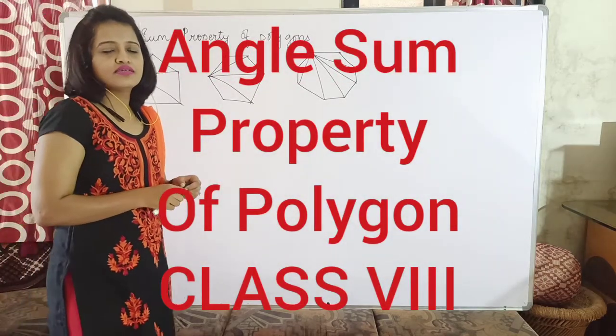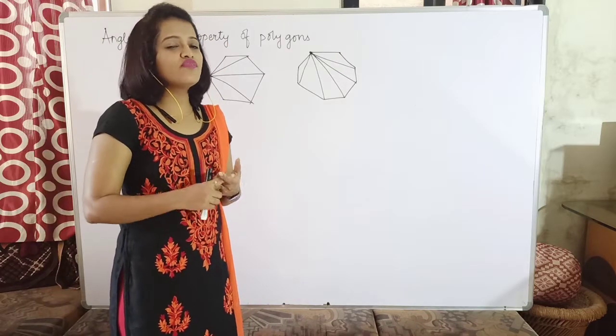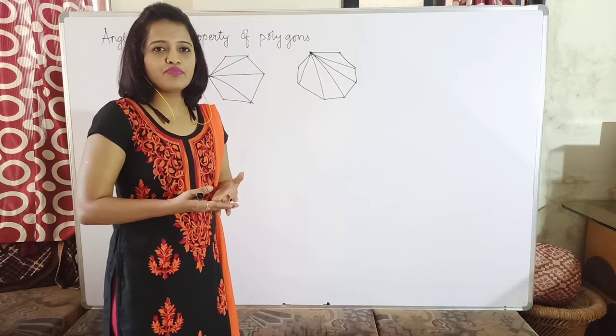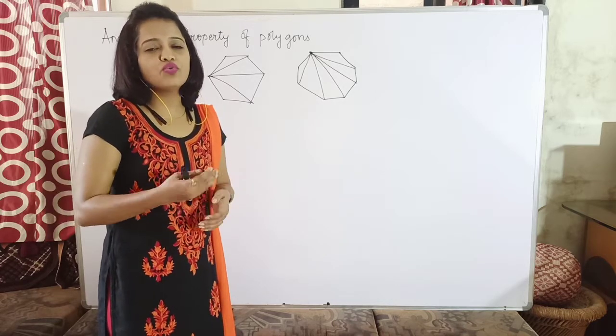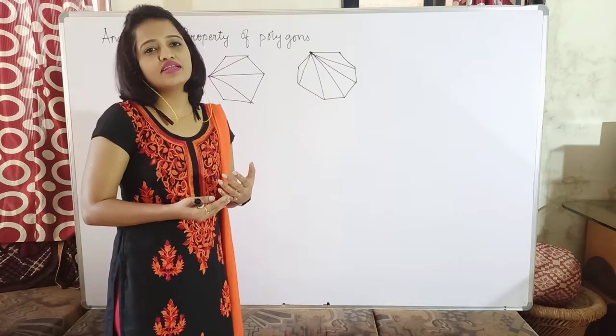Now let us see the angle sum property of polygon. Now you have already learned the angle sum property of a triangle. What is an angle sum property? It says that the sum of the angles of a triangle is 180 degree. So angle sum means the sum of all the interior angles.